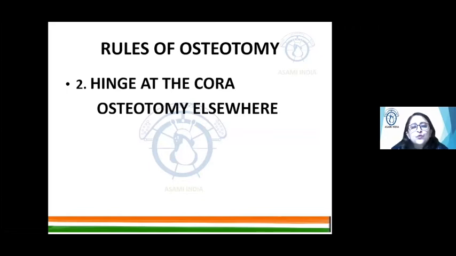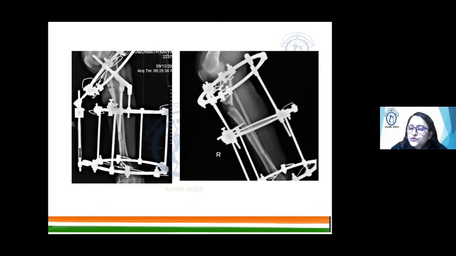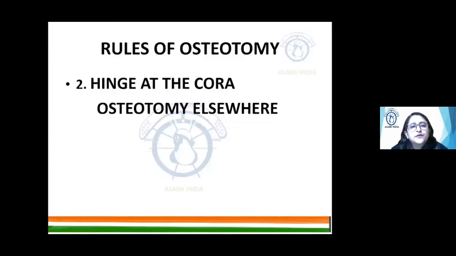In osteotomy rule 1, actually you can use even a distraction hinge, which is fine. Even if you use a distraction hinge, but place it at the level of CORA, it is still osteotomy rule 1. There are some situations where you cannot do osteotomy at the level of CORA.